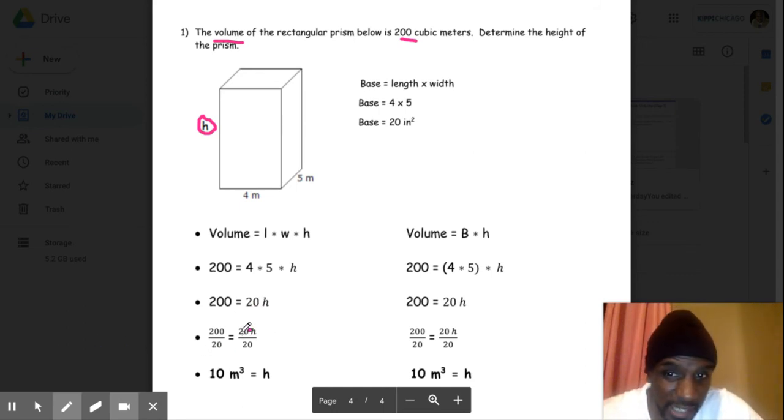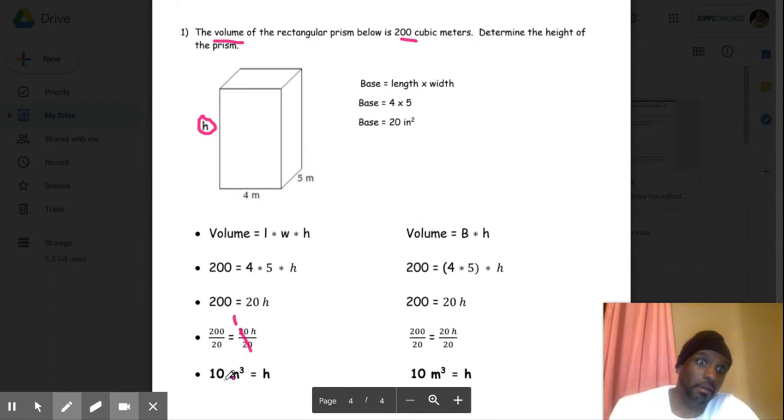20 divided by 20 right here is just going to be 1. 1 times h is h, because 1 times 5 is 5, 1 times 2 is 2, 1 times 3 is 3, so 1 times h is just h. Now 200 divided by 20 will be 10. So the height of this shape should be 10. There you go.